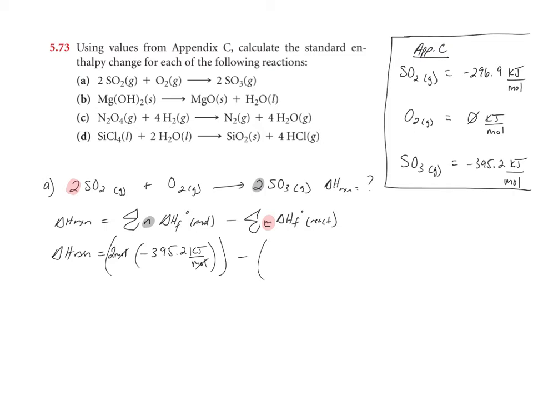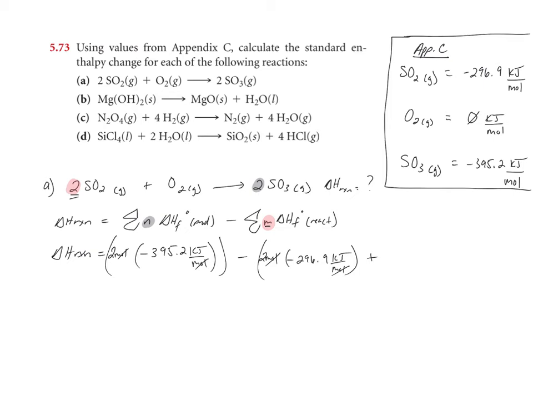Now I subtract from this your reactant side, which has 2 things. We have 2 moles of SO2. Now SO2 is negative 296.9 kilojoules per mole, and you've got 2 moles of it due to the balanced chemical equation, this 2 here. Okay, so moles and moles cancel, giving you just kilojoules. And now since you have another reactant, you would add the enthalpy of formation of that reactant.